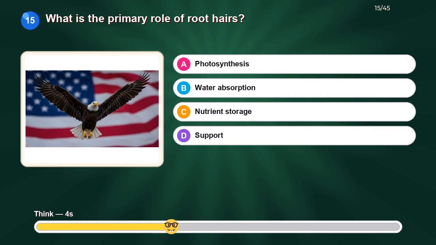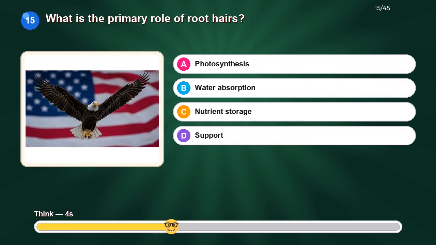Which type of inflorescence has flowers borne laterally in an acropetal succession? Option A, cymose. Option B, racemose. Option C, solitary. Option D, compound. The correct answer is racemose.